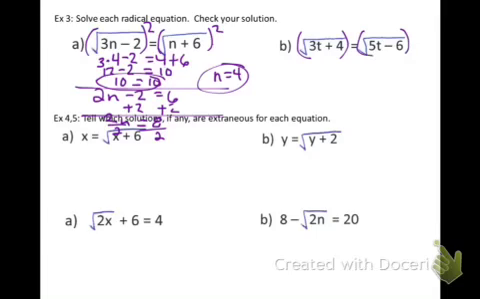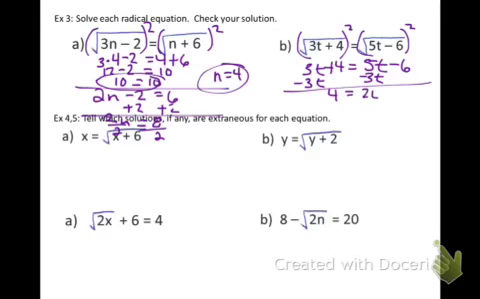Again, B. I have 3t plus 4 equals 5t minus 6. And then you subtract 3t from both sides. 4 equals 2t minus 6. Add 6 to both sides. 10 equals 2t. Divided by 2, t equals 5.